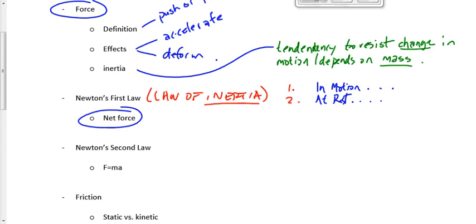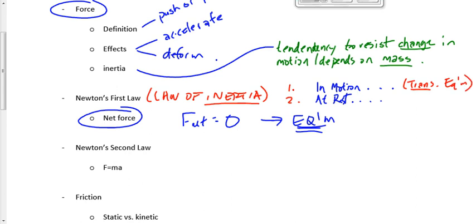When the net force is 0, we say it's in equilibrium. If it's in motion and it's in equilibrium, then we call it translational equilibrium. And if it's at rest and the net force is 0, then we say it's at static equilibrium. So if you have a situation where an object is at rest, then the forces must be balanced and it's in static equilibrium. It's not going to move. It's going to stay at rest.